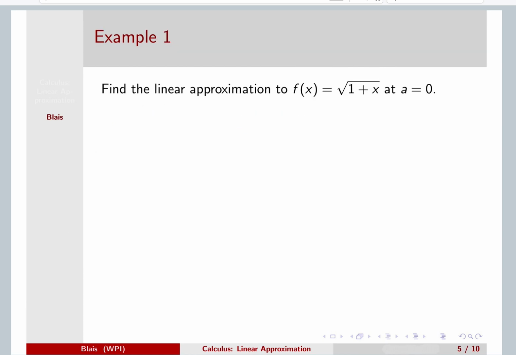Let's see this in action in an example. Suppose that we have this function, root 1 plus x, and we want to find the linear approximation at a equals 0. First of all, we can remember our linear approximation, in this case near 0, a is 0, will be f of 0 plus f prime of 0 times the quantity x minus 0. So we just need to figure out f of 0 and f prime of 0.